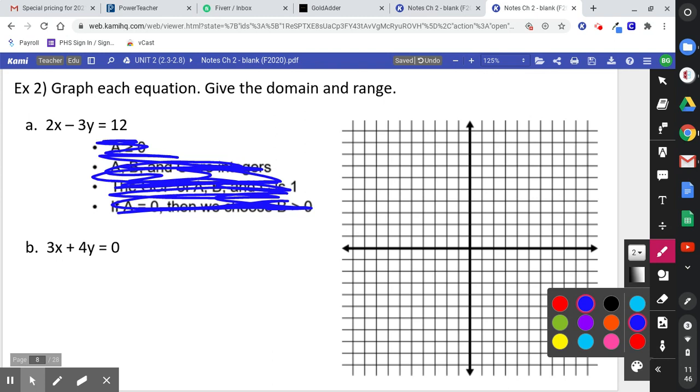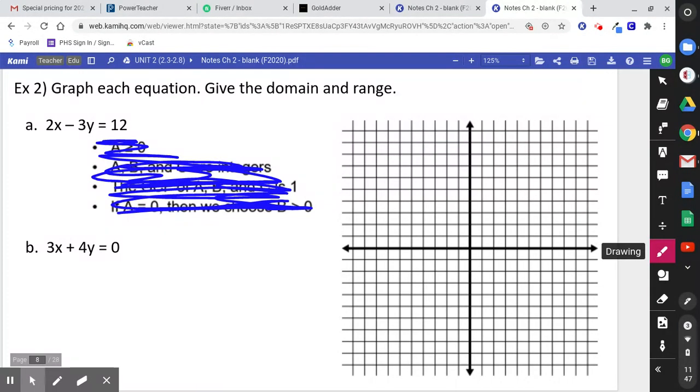That's in standard form. Now, most of your gut instinct tells you to put it in slope-intercept form. So if you're thinking I'm going to subtract 2x and then divide by negative 3, you can do that. That's fine. That'll work. That's not what I'm going to show you here because I'm just going to talk about standard form. If you know what you're doing with standard form, you can maybe do it quicker.